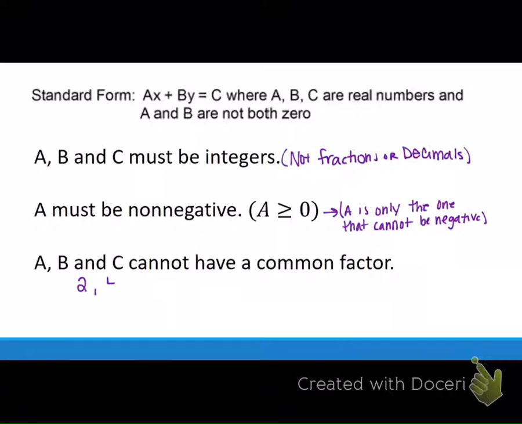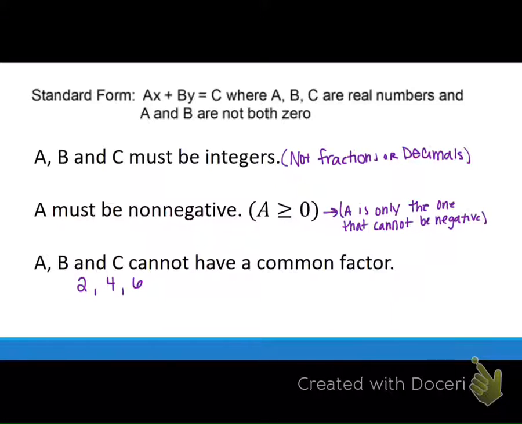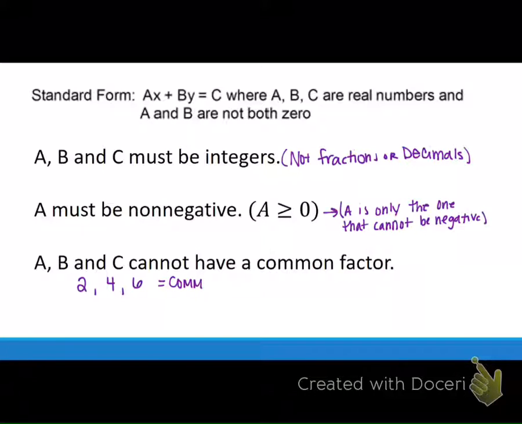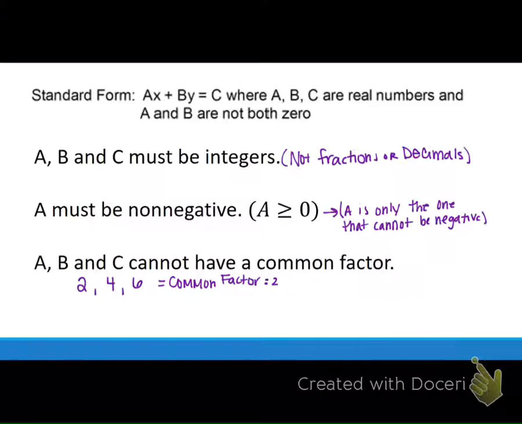What is the common factor of 2, 4, and 6? What goes into 2, 4, and 6? 2, 1. So the common factor would be 2. So you can divide everything by 2.